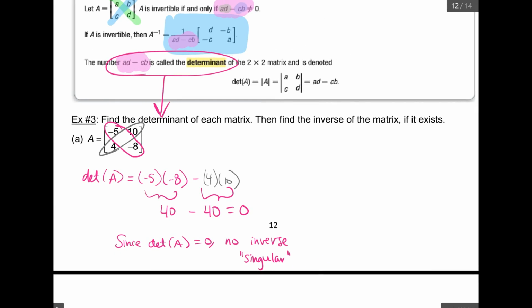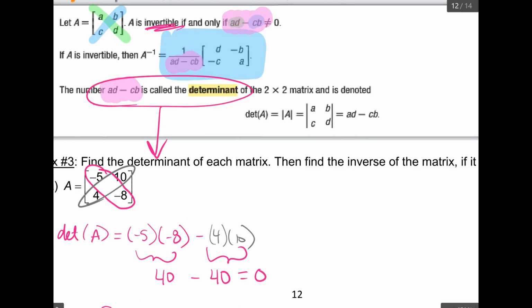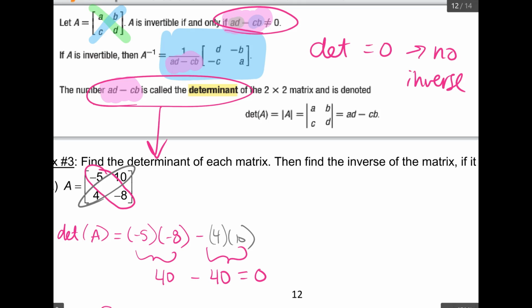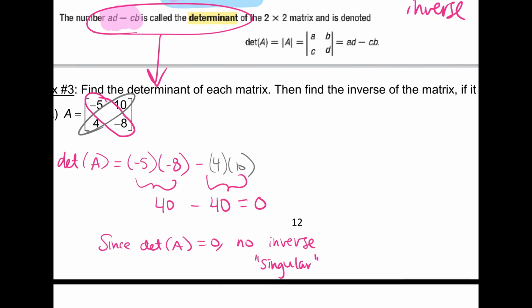Because remember, it said it's invertible, aka invertible means has an inverse. So you'll have an inverse as long as your determinant's not 0. If your determinant is 0, you have no inverse. Here we found the determinant of 0, so we have no inverse. We're going to call it singular. A singular matrix has no inverse because the determinant is 0.